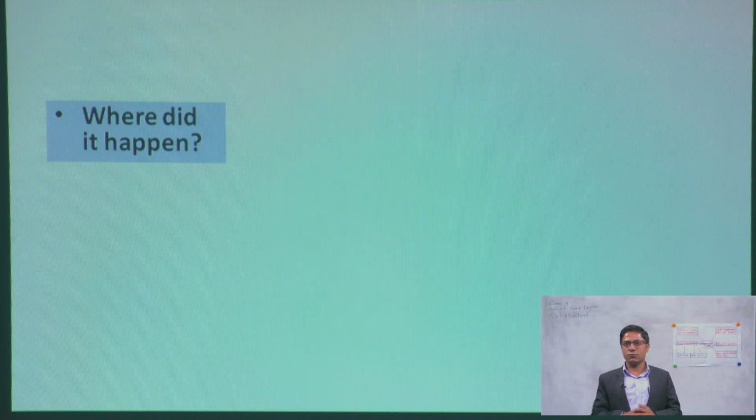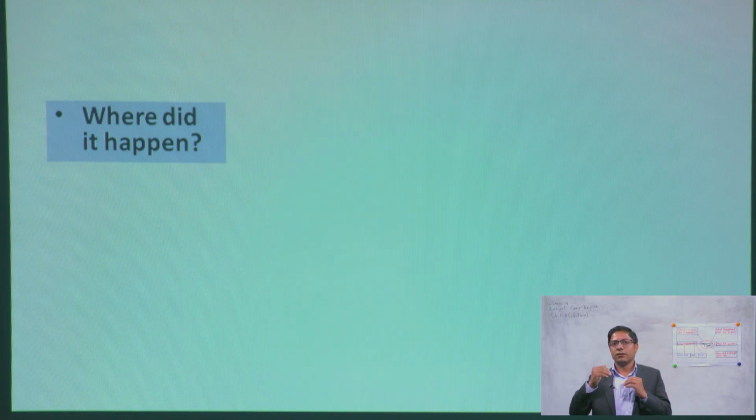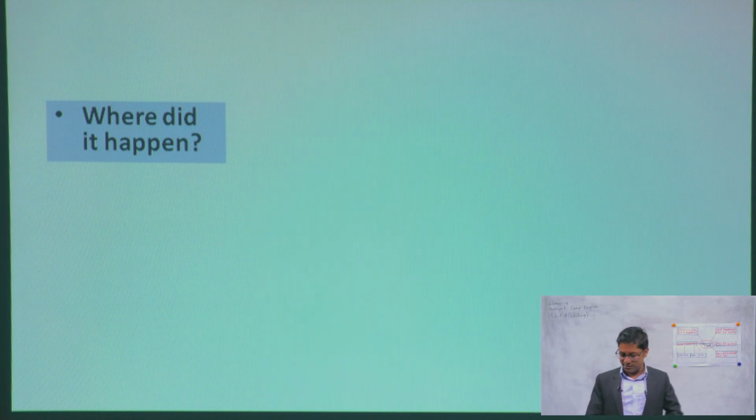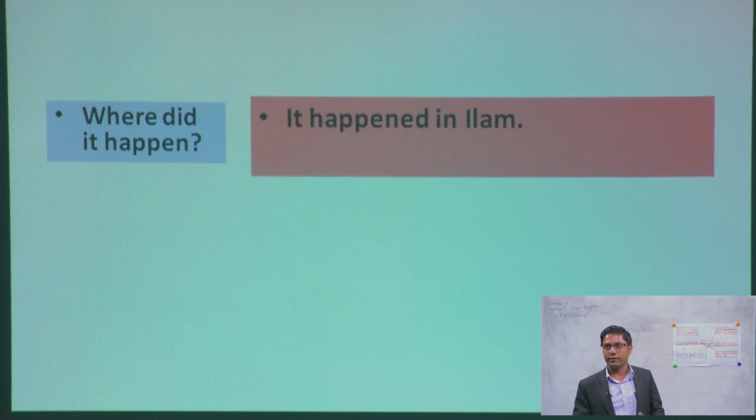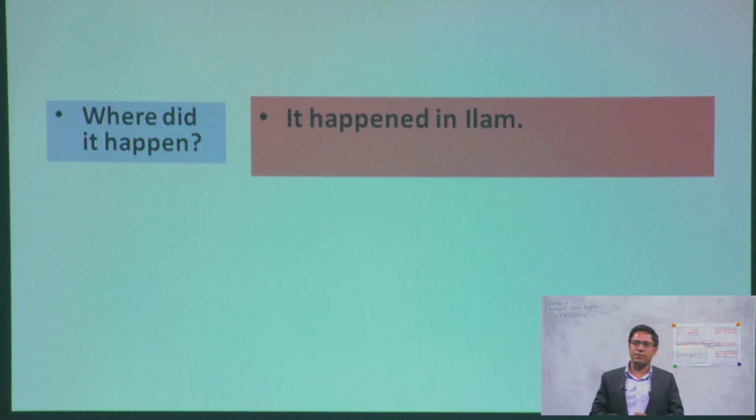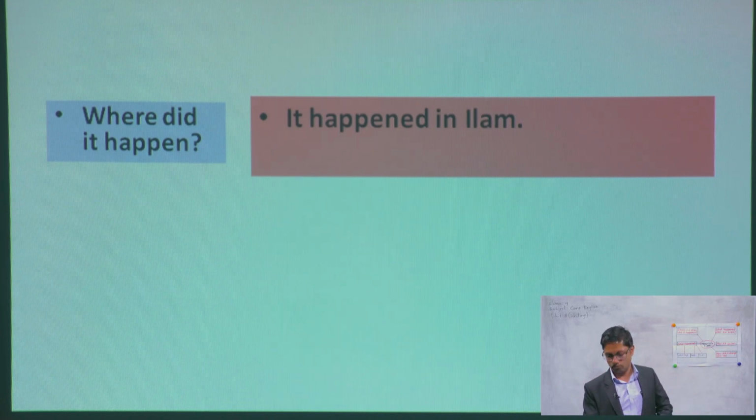So see the first question. The first question was, where and when did it happen? But I have divided it into two parts. See the first part, where did it happen? So you may write, for example, here I have written it happened in Elam. You can write the place, maybe your village or maybe your school. Where did it happen? You write there.